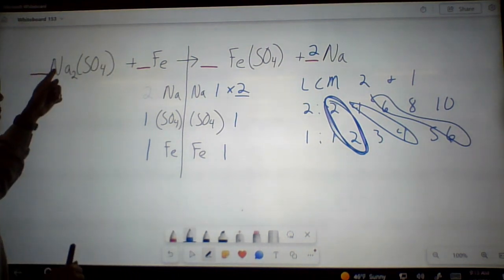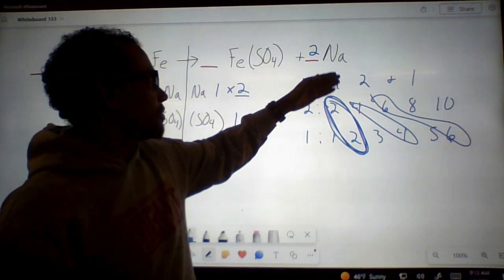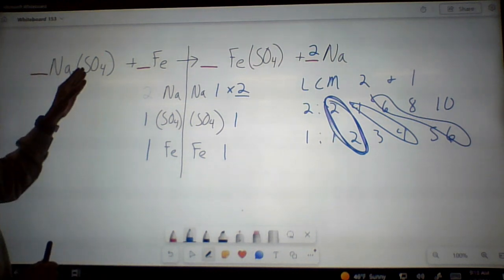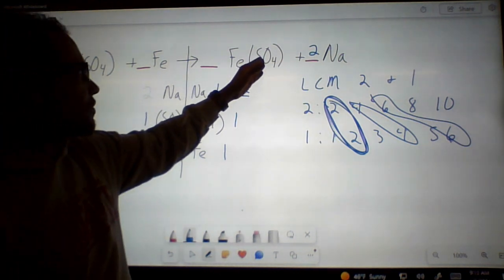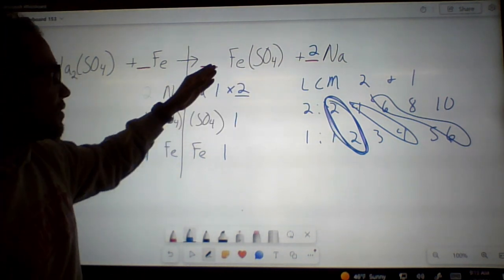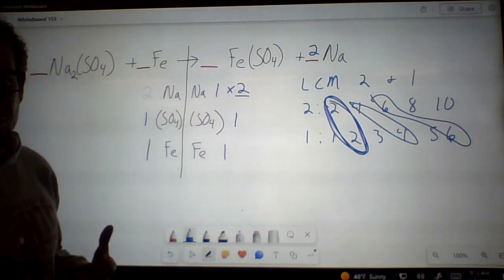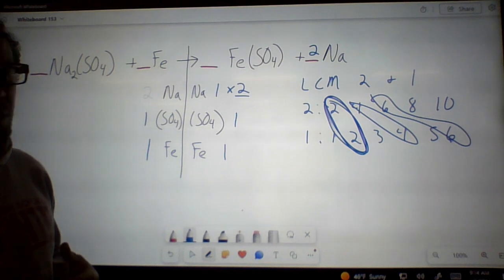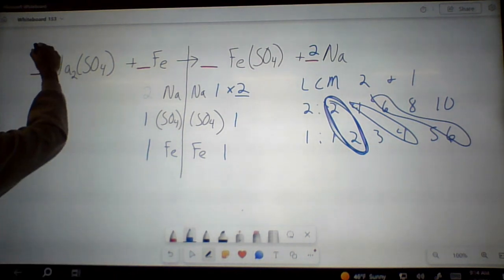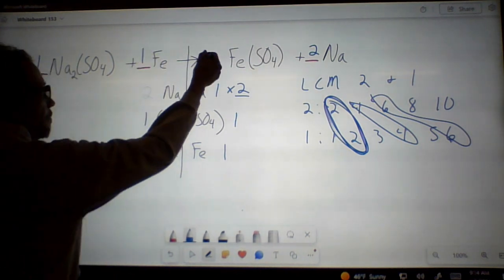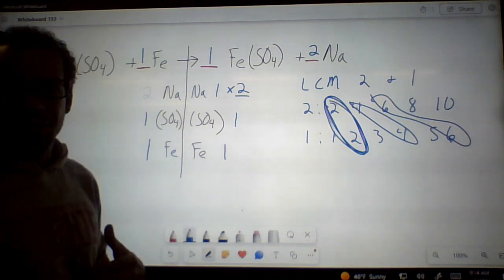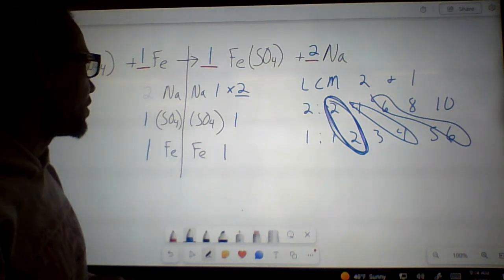Here we have 2 sodiums, 2 sodiums. Here we have a sulfate group. Here we have a sulfate group. Here's an iron. Here's an iron. Okay, so this one is fine. Lastly, what I like to do a lot of times is I'll put in 1s to fill in the spots. Okay, so that was a pretty easy one.